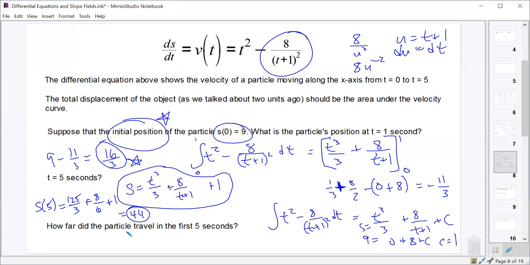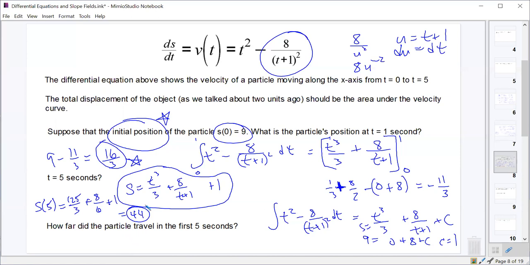Now, last little thing down here. How far did the particle travel in the first 5 seconds? That's a little bit more difficult of a question, at first at least. Why is this difficult? Because it's distance and not displacement. Right, it's no longer a displacement, it's a distance traveled. The displacement's easy. We know it went from 9 to 44. That's 44 minus 9, which is 35. That's easy, right? But the actual distance that it traveled could be very different.